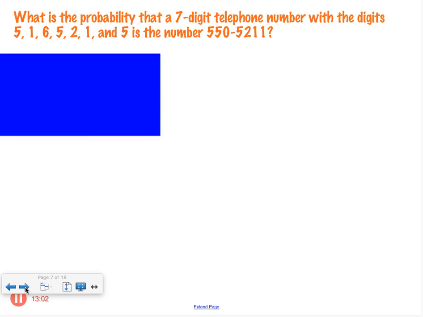Alright, let's do another one. What is the probability that a 7-digit telephone number with digits 5, 1, 6, 5, 2, 1, and 5 is the number 550 5211? Combination or permutation? Do we care about the order? Yes, because it's a cell phone number. We do care, otherwise we won't get to the right person, right?